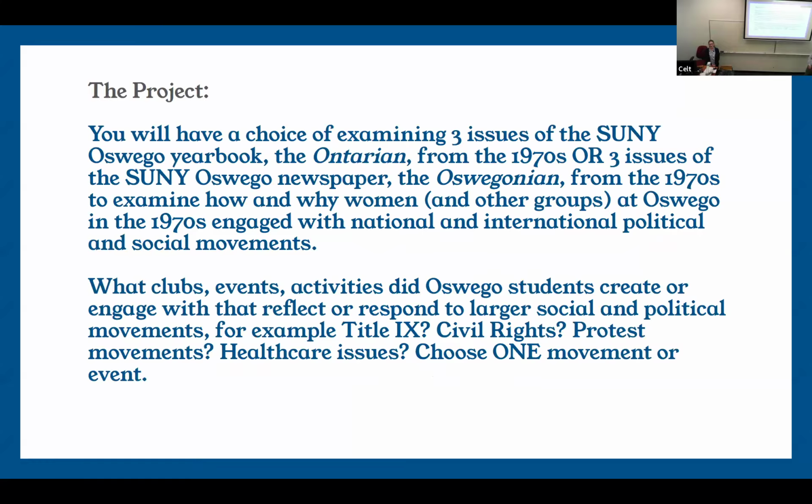And this is exactly from the presentation. The project, it said you will have a choice of examining 3 issues of the SUNY Oswego yearbook, the Ontarian from the 1970s, or 3 issues of the SUNY Oswego newspaper, the Oswegonian from the 1970s, to examine how and why women and other groups at Oswego in the 1970s engaged with national and international political and social movements. So it was really important for them to choose 3 yearbooks or 3 issues of the newspaper.